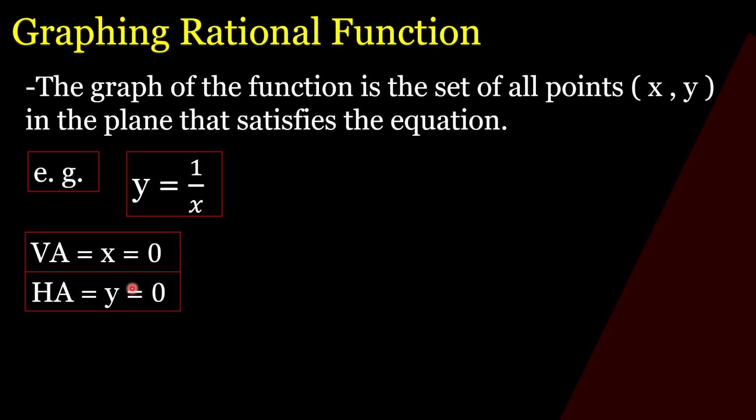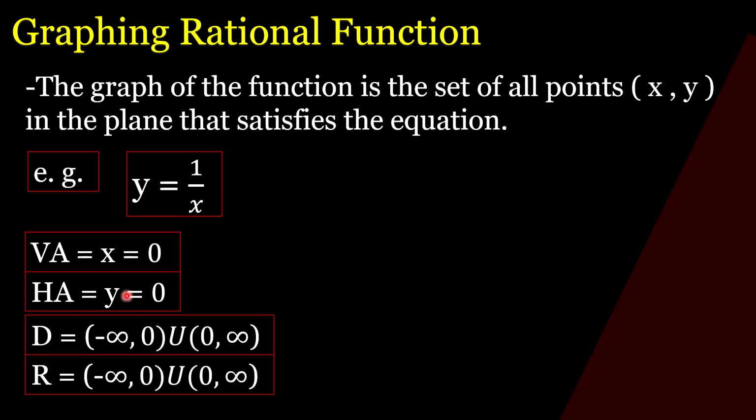So paano natin malalaman yung domain saka yung range? So iiwasan lang natin lagi ito yung 0. Paano natin iiwasan? So negative infinity to 0, union 0 to infinity. Ibig sabihin, lahat ng number pwede maging domain saka range, maliban na lang sa 0. Kaya yung 0 yung nakalagay dito.